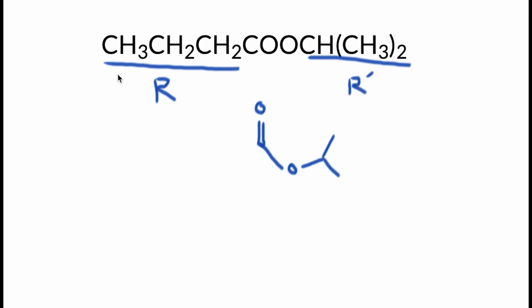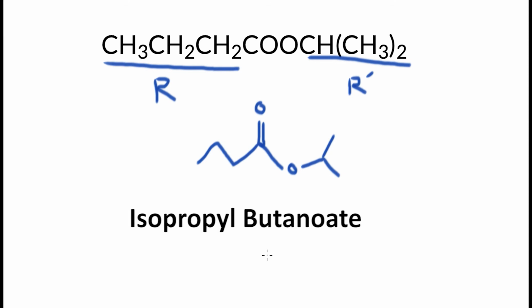Okay, so since this is just an alkyl group consisting of 4 carbons, we're going to call it butane. And since we already have 1 carbon already here, we just need 3 more. So 1, 2, and 3. And since we now know that this part of the ester is an isopropyl and this part of the ester is a butane, we're going to name it using our IUPAC rule, and we're going to call it isopropyl butanoate.